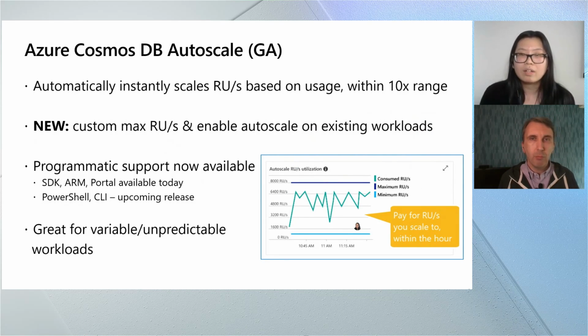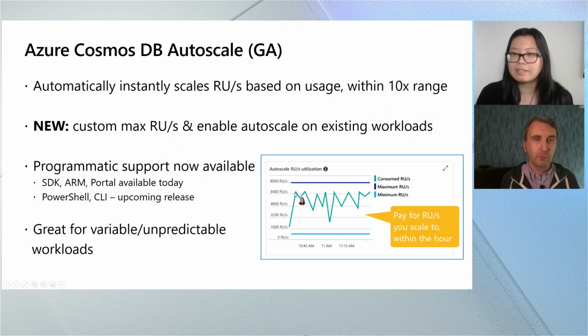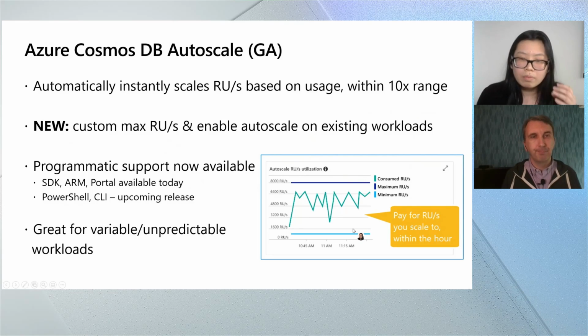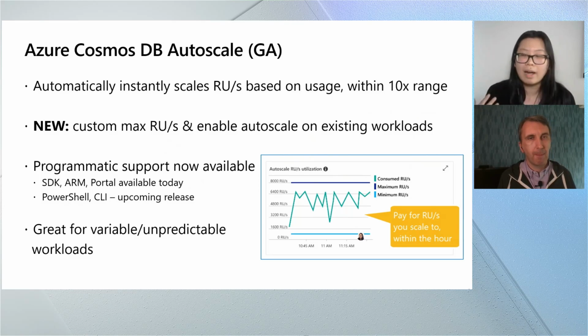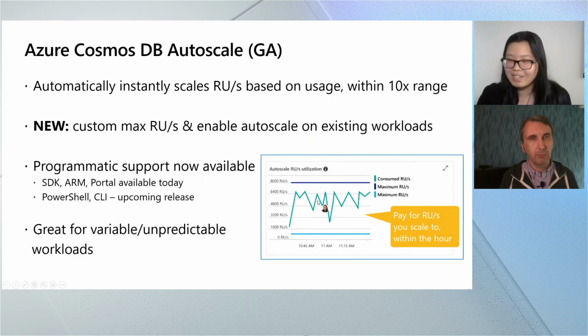With Autoscale, Cosmos DB automatically and instantly scales the RUs of our database and container based on the usage. So as a user, all we have to do is set the max or highest RUs we never want to exceed, and Cosmos DB will handle scaling between that and a 10% range. This is really great for variable or unpredictable traffic patterns or workloads like ours, because we no longer have to decide at what point we should scale Cosmos DB to.